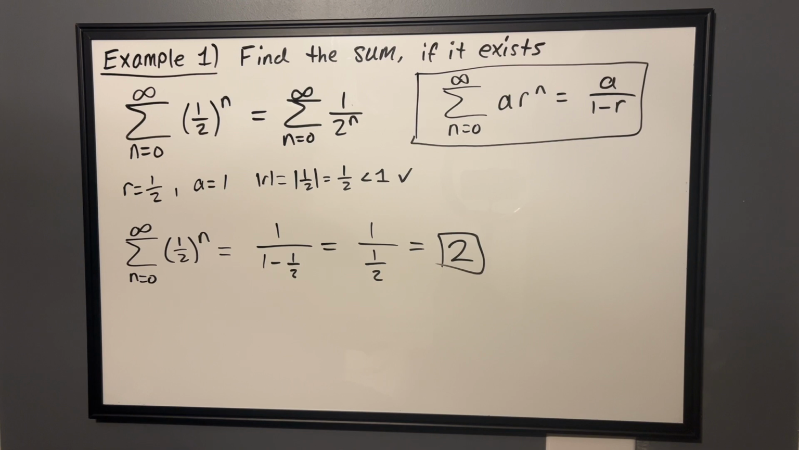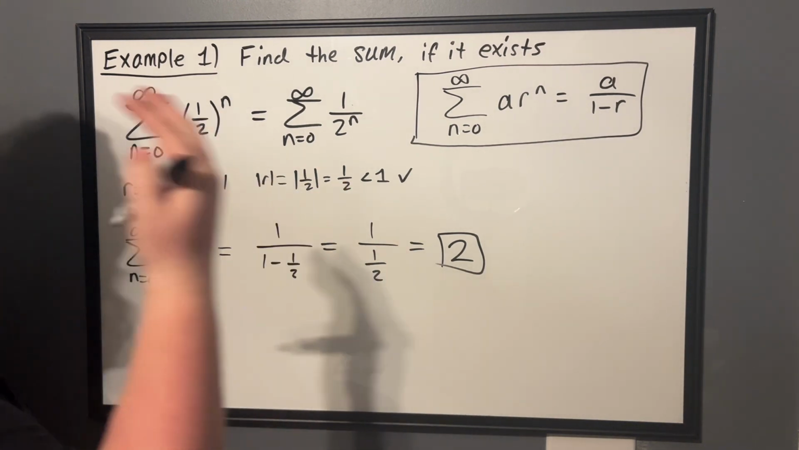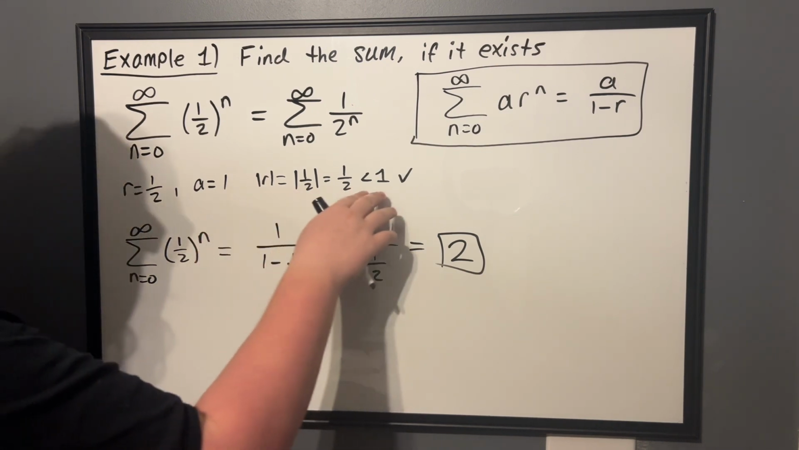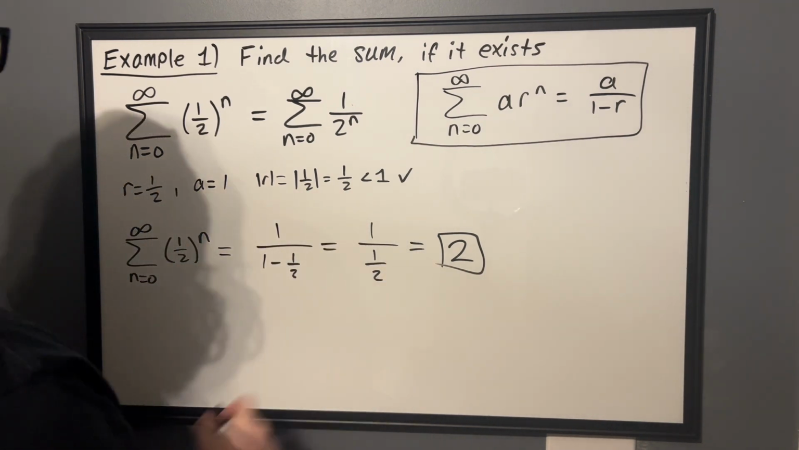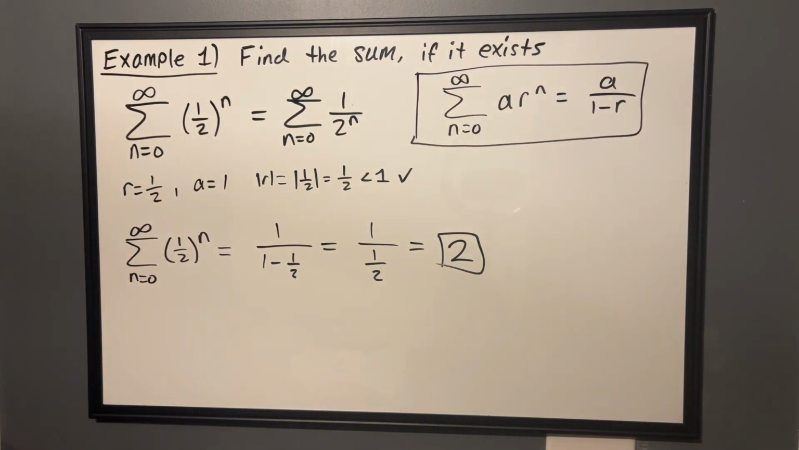And this is just by the definition of the sum of a geometric series. We're able to do this one because, like I said, the absolute value of r is less than 1, and that's all that matters. Once we know that, we know we can just plug straight into this formula, given our a and our r.